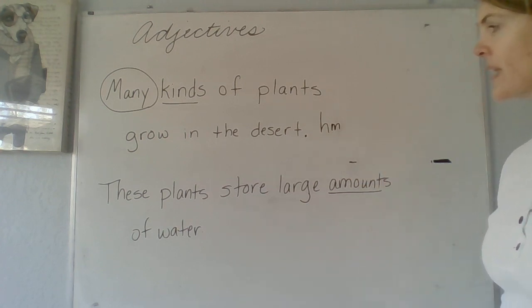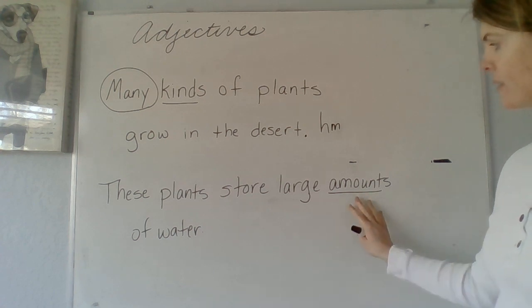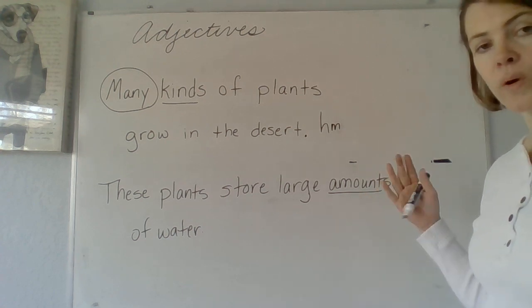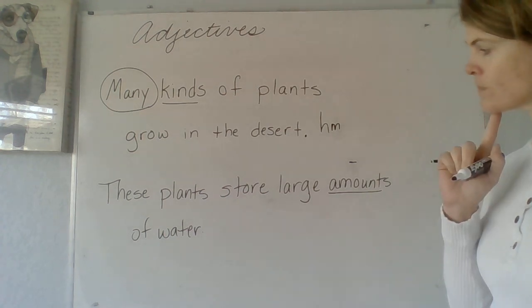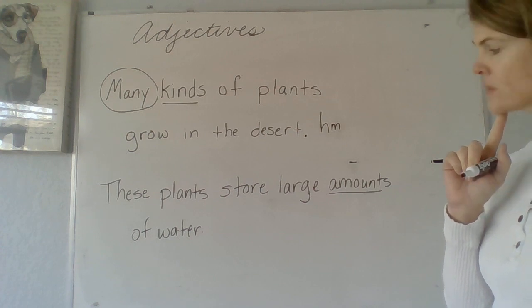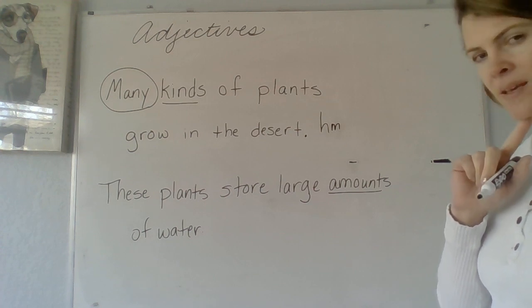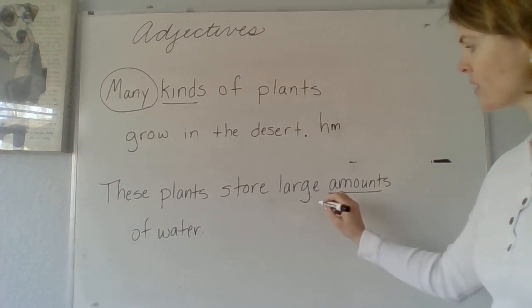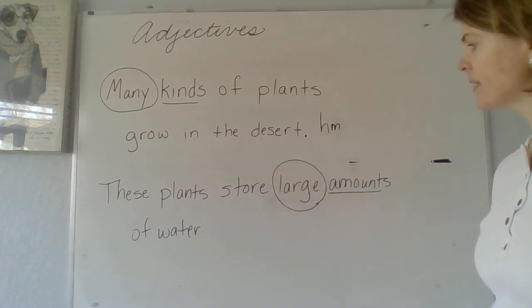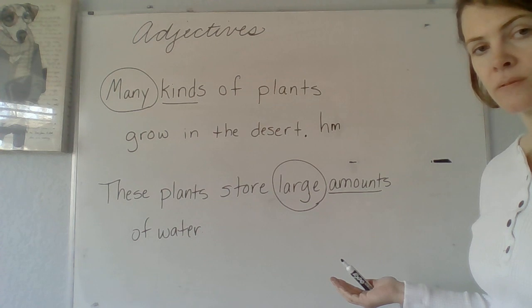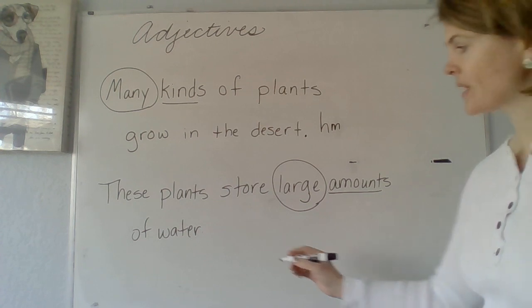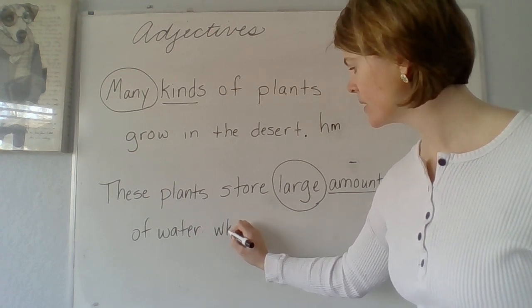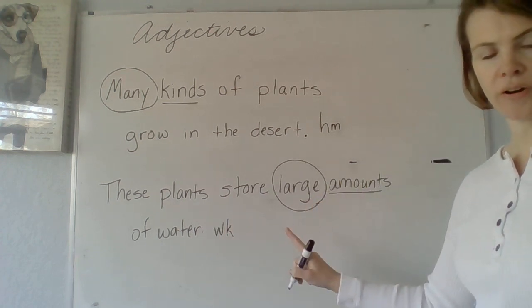Let's try this one. These plants store large amounts of water. Our noun is amounts. What word describes amounts? What kind of amounts? Which amounts? How many amounts? Large amounts. And what question did that answer? What kind, which one, or how many? It answered what kind. What kind of amounts? Large amounts.